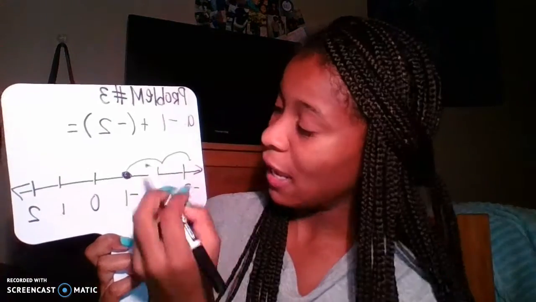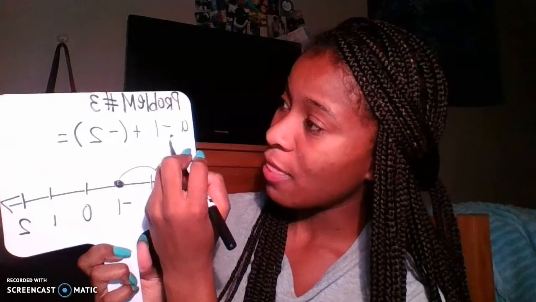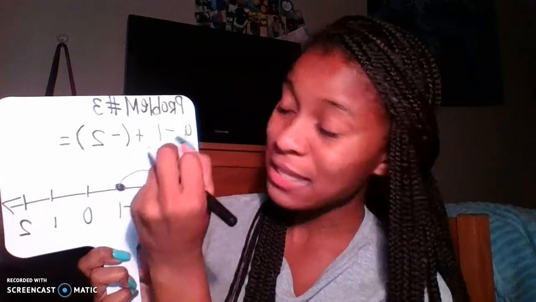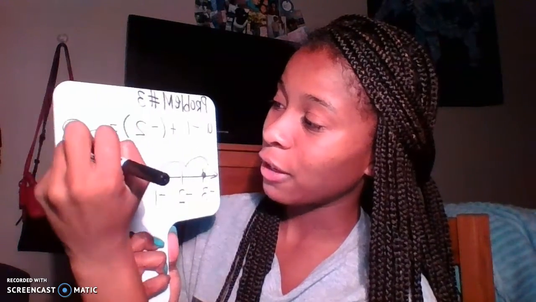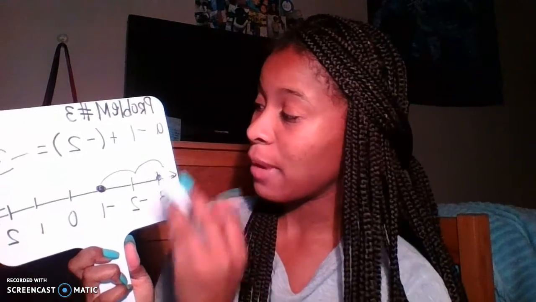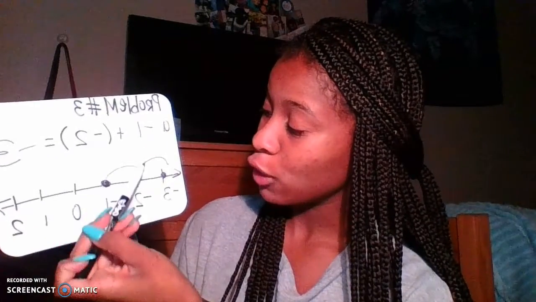And this indicates that negative 1 plus negative 2 gives us negative 3. When adding negative numbers, negative 1 and negative 2, you always move to the left. This loop indicates that we're moving to the left, and the answer is negative 3.